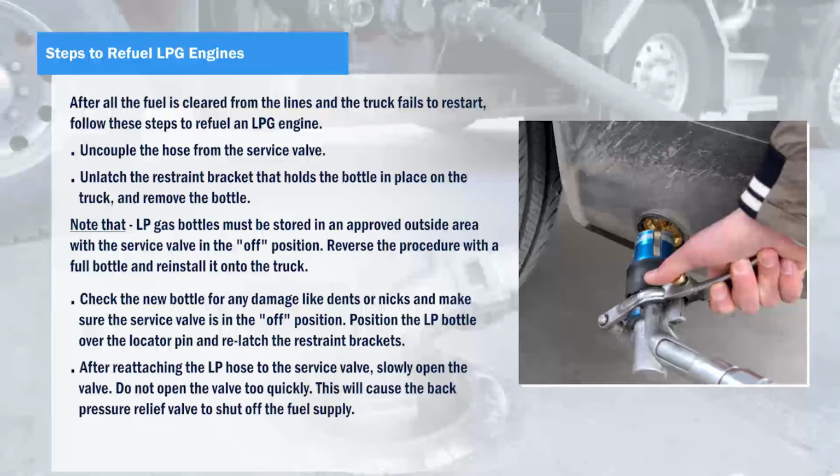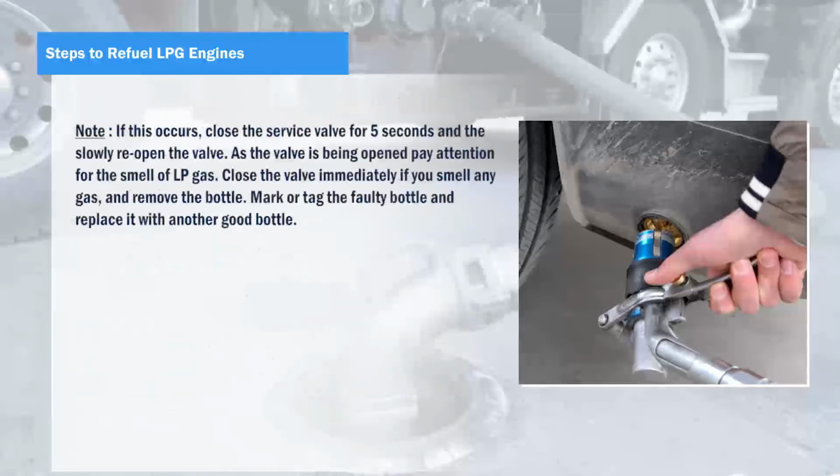After reattaching the LP hose to the service valve, slowly open the valve. Do not open the valve too quickly. This will cause the back pressure relief valve to shut off the fuel supply. Note: if this occurs, close the service valve for 5 seconds and then slowly reopen the valve.